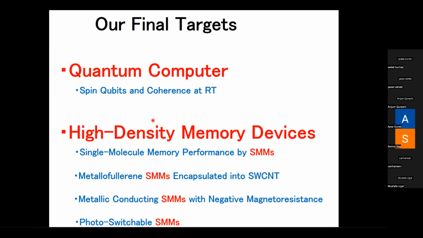So let's move to the high density memory devices. The first one is single molecule memory performance by single molecule magnet. The second one is a metal covalent single molecule magnet encapsulated into a single carbon nanotube, a metallic conductor single molecule magnet with negative differential resistance, and the photo-switchable single molecule magnet. Every day you use a classical magnet, but every day I use a single molecule magnet. Why?